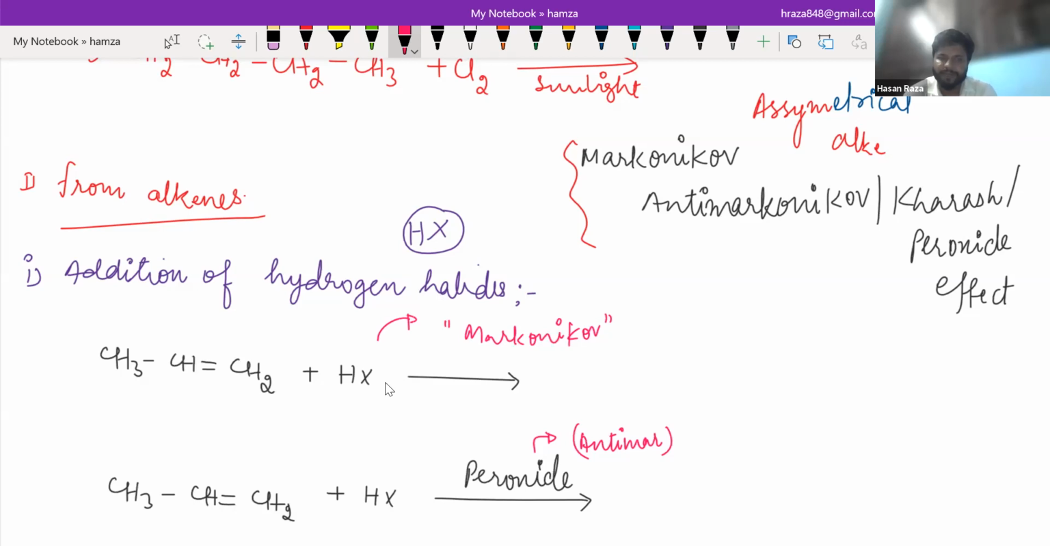This is Markovnikov. Now see how we deal with this. It's very easy. Can you tell me in HX which is the negative part, which is the positive part? How are we going to decide which is negative and positive? The one which is more electronegative is the negative part, and the one with less electronegativity is the positive part. So this is delta negative because halogen is more electronegative than hydrogen, and this is delta positive. Got it or not? Yes or no? Please tell me.